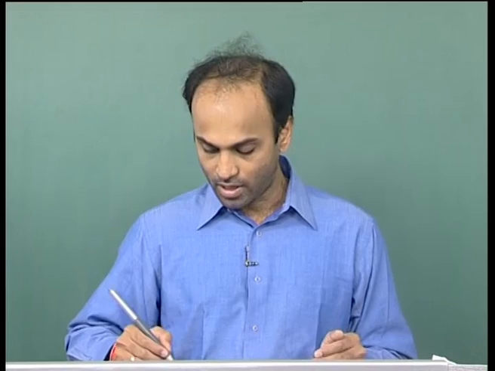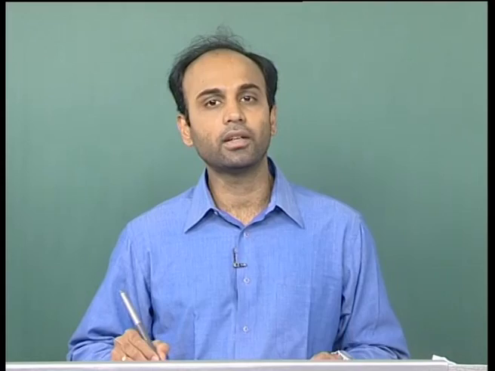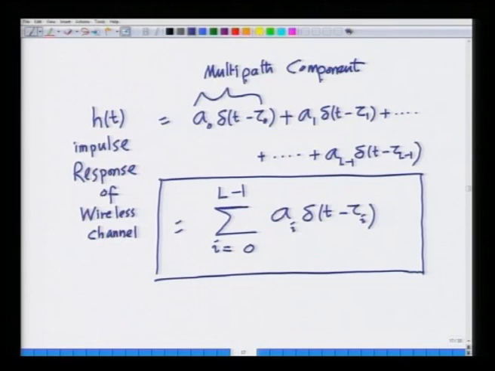And we started by trying to develop a mathematical model for this wireless communication system as a linear time invariant system. All right. And we said that each path of the system can be represented by an attenuation a_i belonging to the ith path and a delay tau_i belonging to the ith path. So, if there are L paths indexed 0, 1 up to L minus 1, we can represent it as follows.